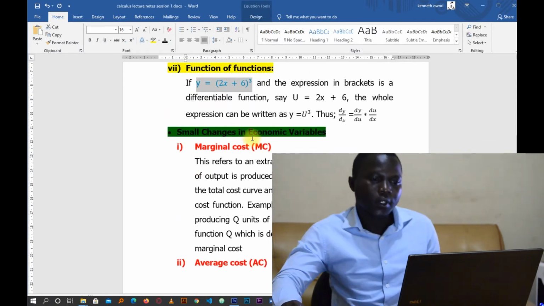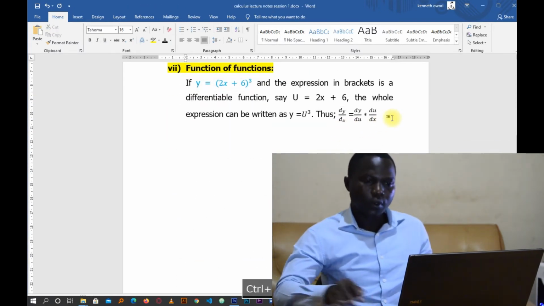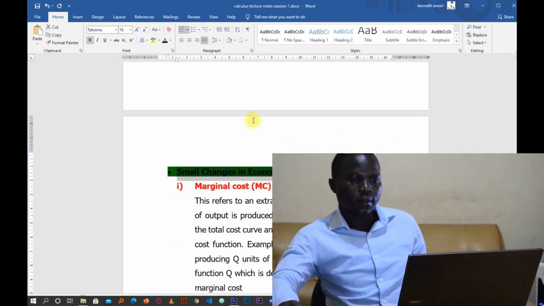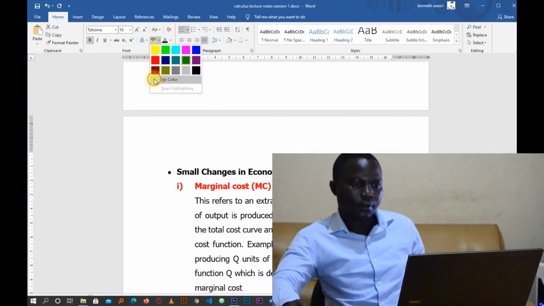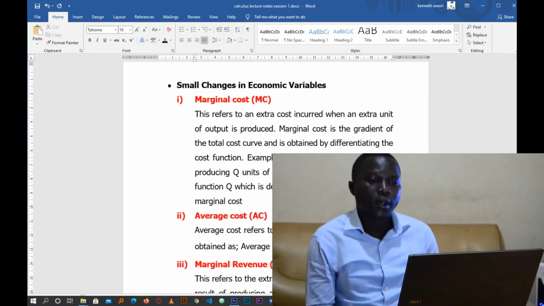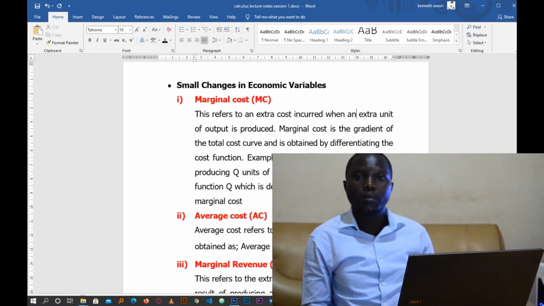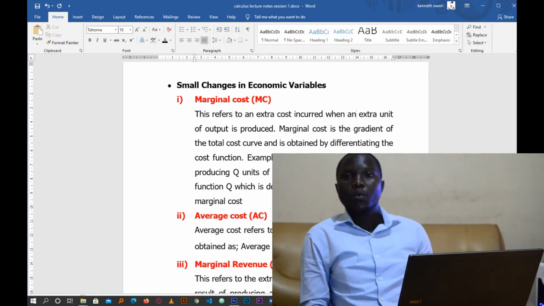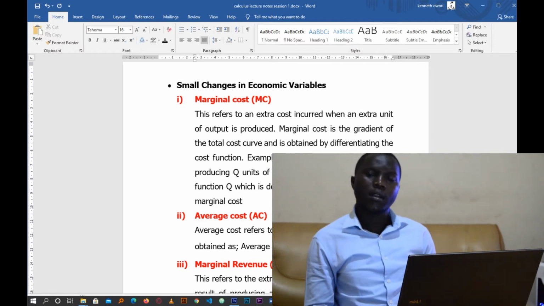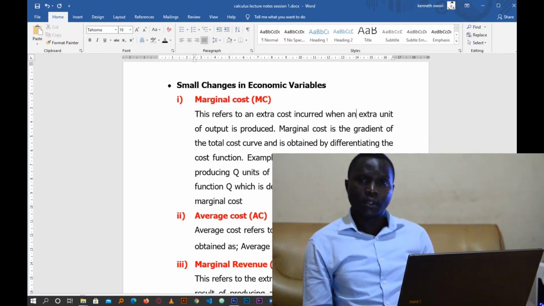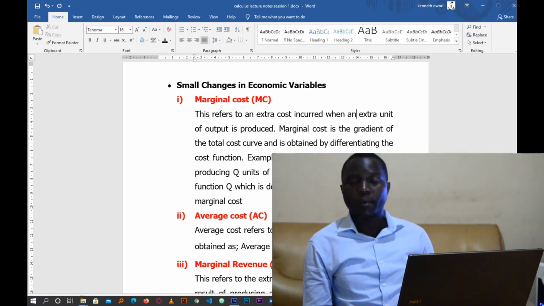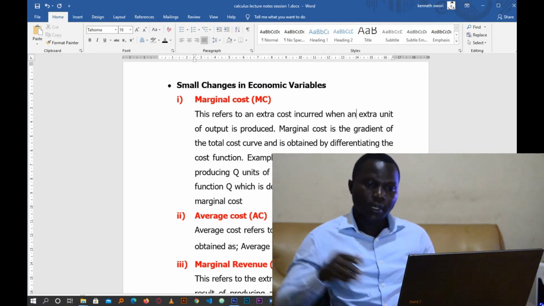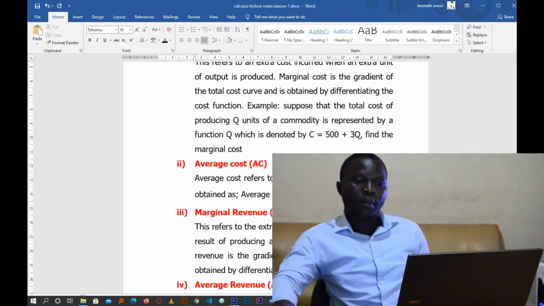So now we have small changes in economic variables. The first one is the marginal cost, MC. Marginal cost is that extra cost incurred to produce an extra unit of output. So how do we obtain the marginal cost? The marginal cost is obtained by differentiating the total cost function.